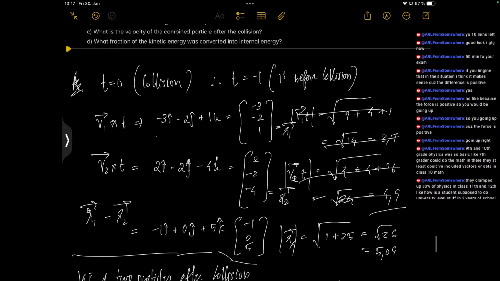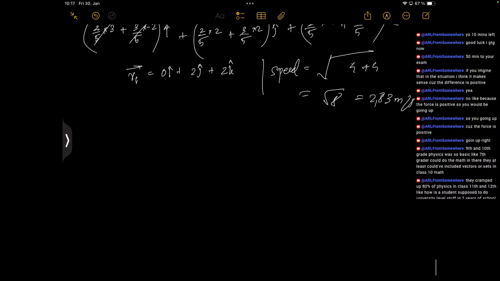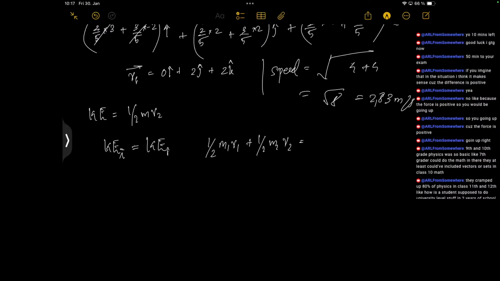What fraction of the kinetic energy was converted into internal energy? Kinetic energy equals half m v square. So KE initial equals KE final: half m1 v1 square plus half m2 v2 square equals half m1 plus m2 vf square. So how much was lost?